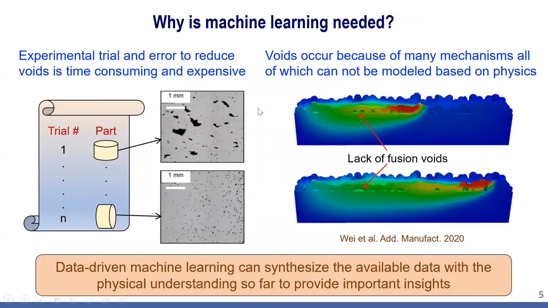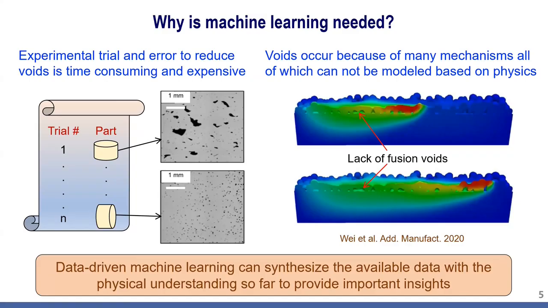The other thing that is very often done, because mechanistic models are not easily available for everyone on the shop floor, is trial and error to reduce the voids. So you change different process parameters and try to do it. Only problem with that is that in additive manufacturing, powders are fairly expensive, and so are the machines of additive manufacturing. So this process of eliminating defects using experimental trial and error is very expensive and time consuming.